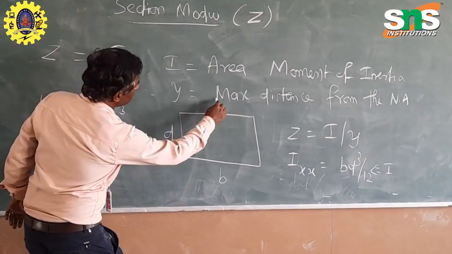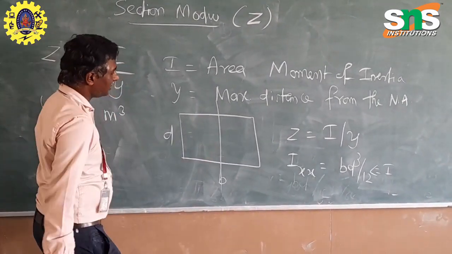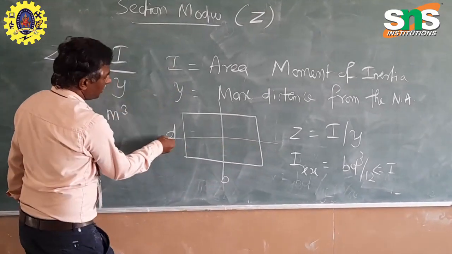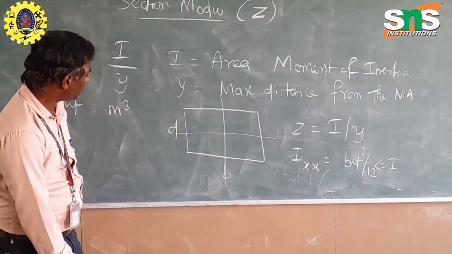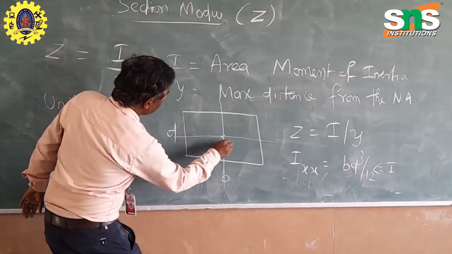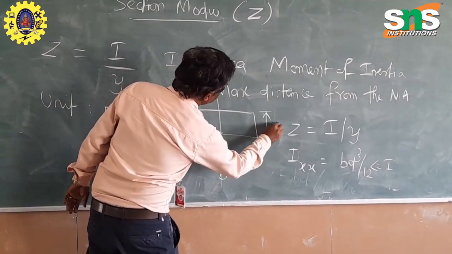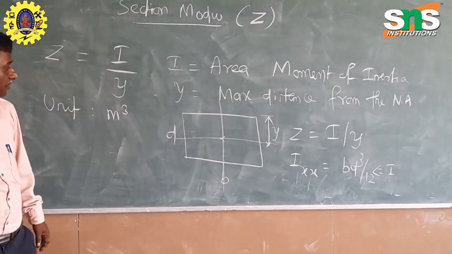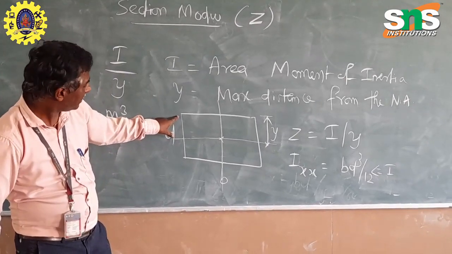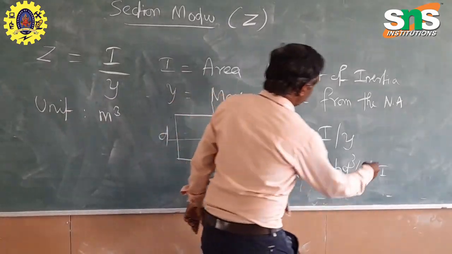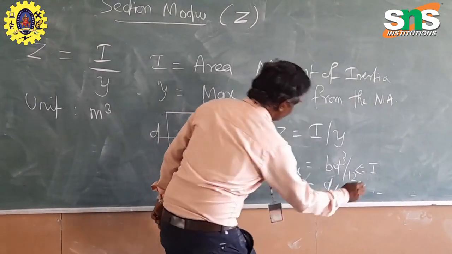This is called the neutral axis. Otherwise, if you take this one horizontally, that is also called a neutral axis. So y is taken from the neutral axis to the extreme point. This is called y from the neutral axis. So y is equal to half of the vertical distance, so y is equal to d by 2.